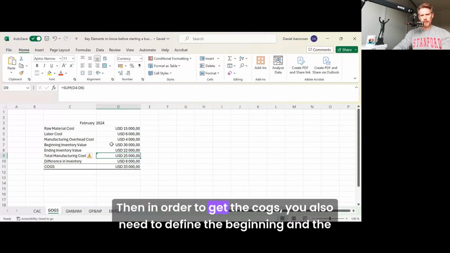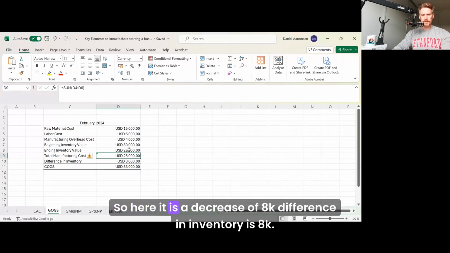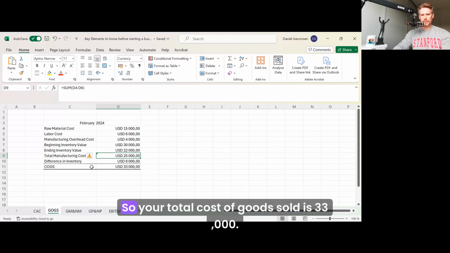Then in order to get the COGS, you also need to define the beginning and the ending inventory value. So here there's a decrease of 8K. Difference in inventory is 8K. So your total cost of goods sold is 33,000.